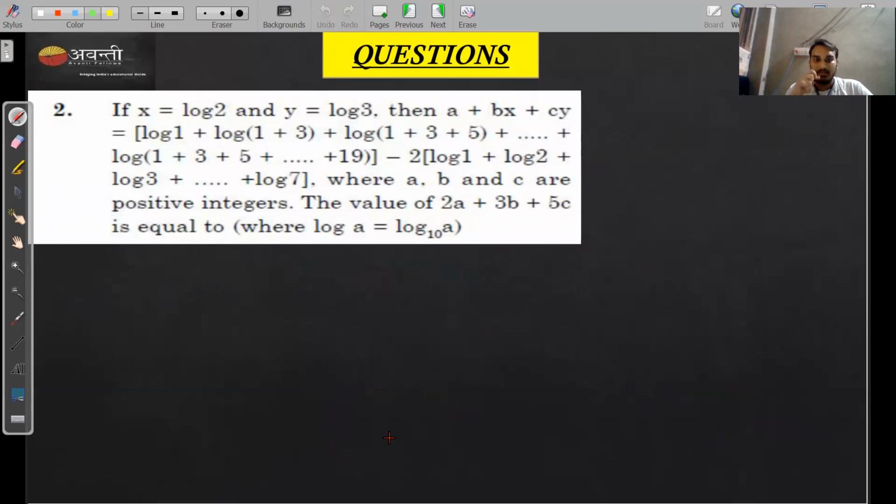Another question, question 2. This is a good question. You can say above average kind of question, but still an easy question, right? So x is given as log 2, y is given as log 3, and the base is 10. And it's given that a plus bx plus cy is equal to log 1 plus log 1 plus 3 plus log 1 plus 3 plus 5 and so on up to log of 1 plus 3 plus 5 up to 9 minus 2 times, okay, this thing. So let's start. How do you do this? First of all, what is this?